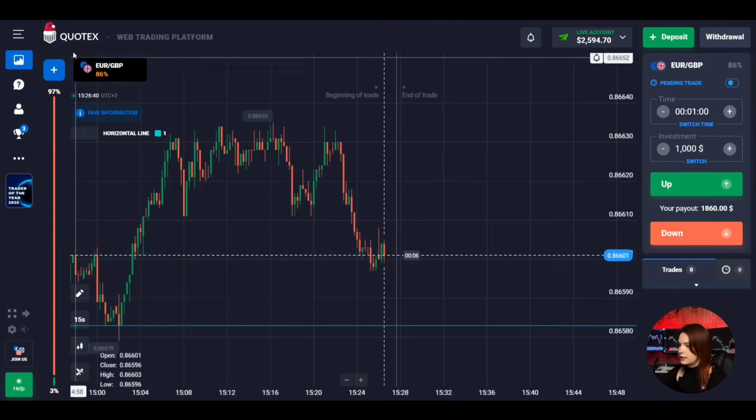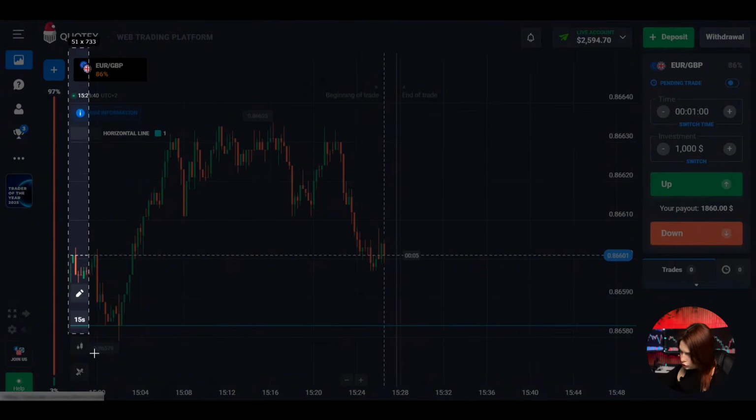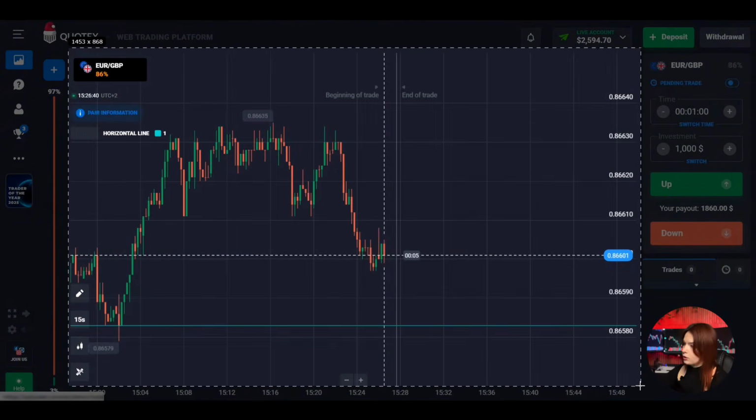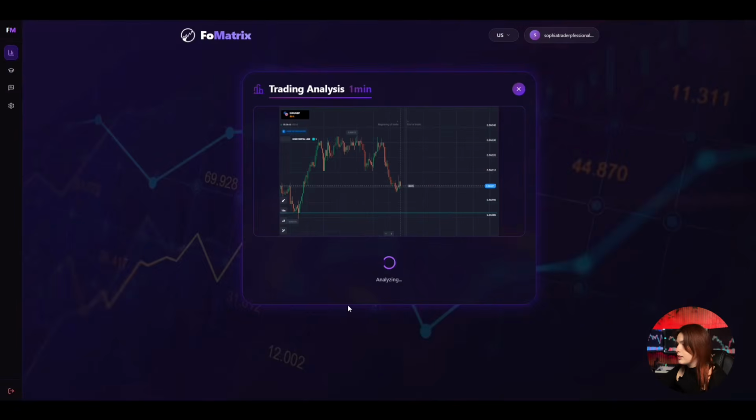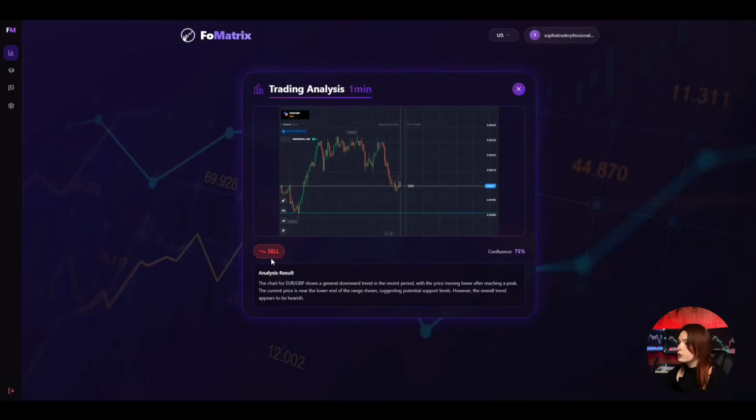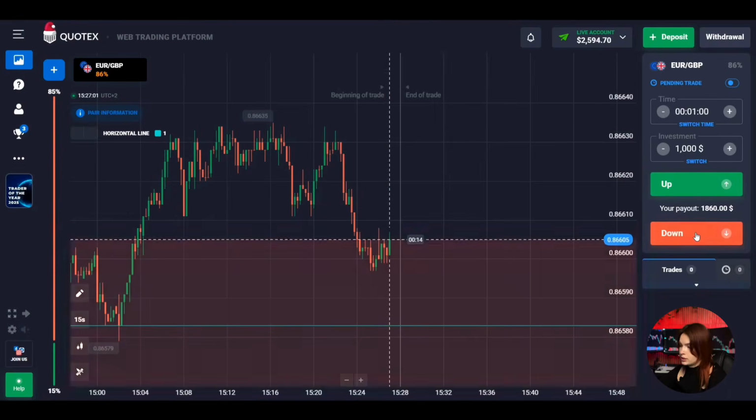So now let's highlight the image of this chart, then copy it and switch to the Formatrix platform. Now we insert the image of the chart here. The chart is currently being analyzed. We are waiting for the result. So guys, we are offered to open a deal to go down. Well, let's fulfill the specified conditions and press the red button.